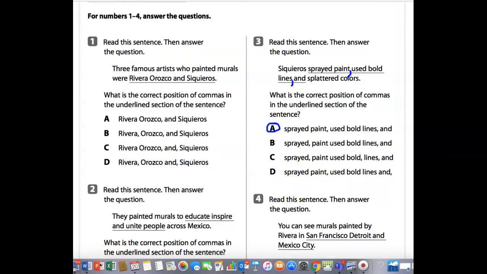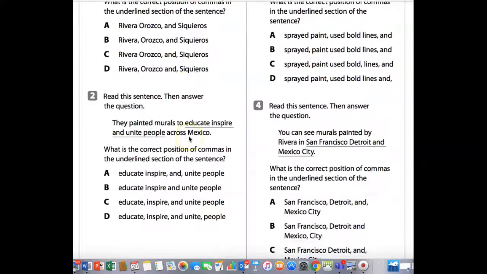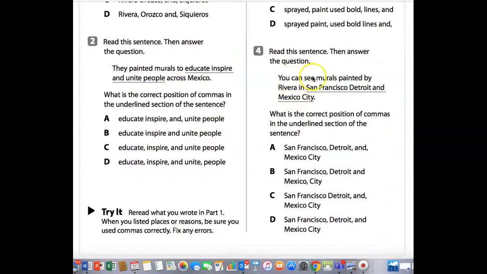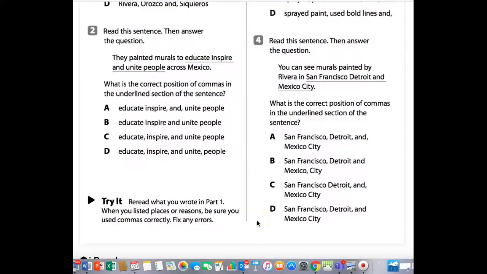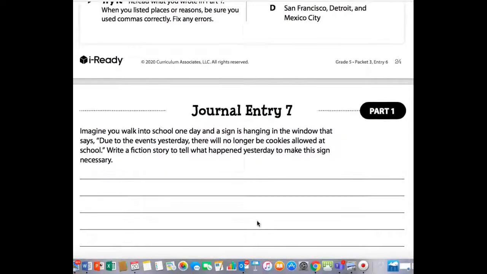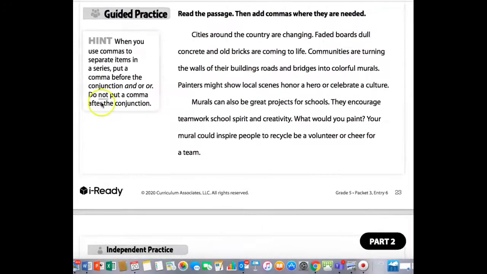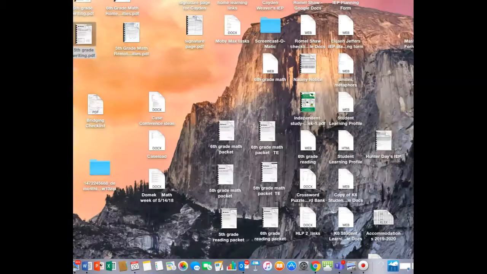All right, and then the last one. Read this sentence and answer this question. You can see murals painted by Rivera in San Francisco, Detroit, and Mexico City. Okay, there's a city, comma, Detroit, comma, and Mexico City. So you pick the one that goes with. Okay? That's it for writing. Now let's go to reading.